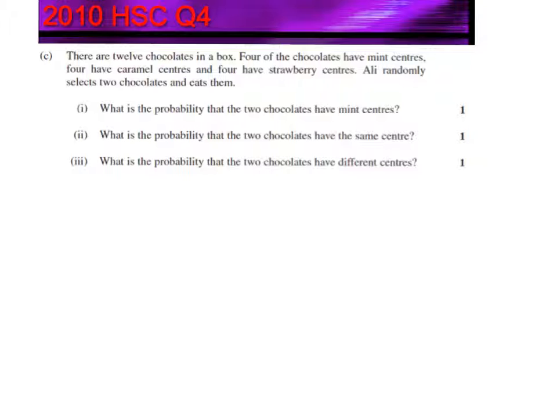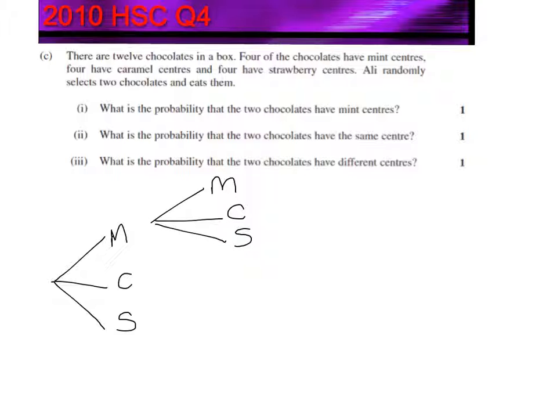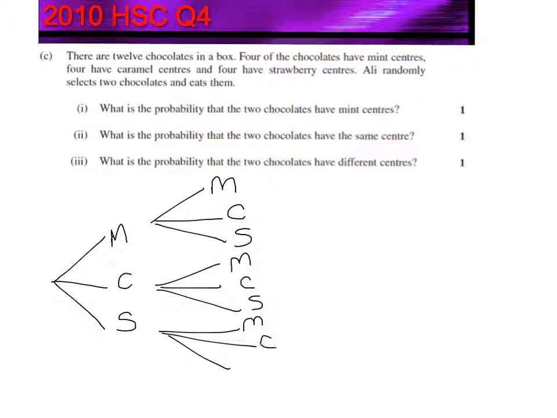So on our tree diagram, we're going to have mint, caramel, strawberry. And that's the first choice. And then she makes a second choice. Mint, caramel, or strawberry. Mint, caramel, strawberry. Okay, so this is how we draw our tree diagrams. Now we just need to mark in our probabilities on each of the branches.